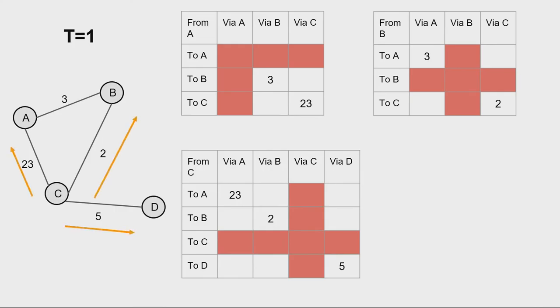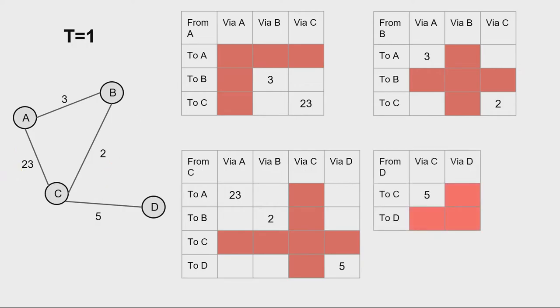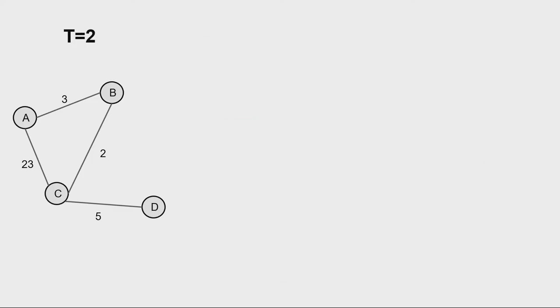So, at the end of first iteration, we have the following routing tables which are being broadcast from A, B, C, and D. Now, let us see what happens at t is equal to 2.